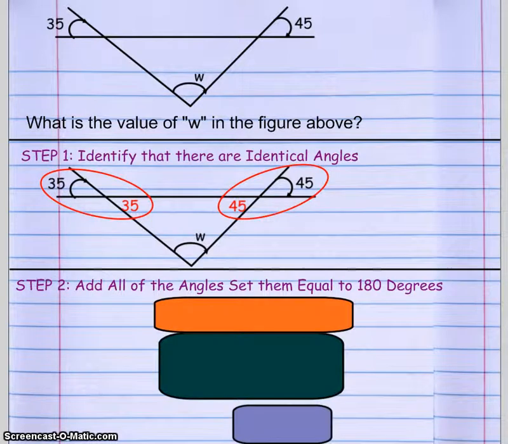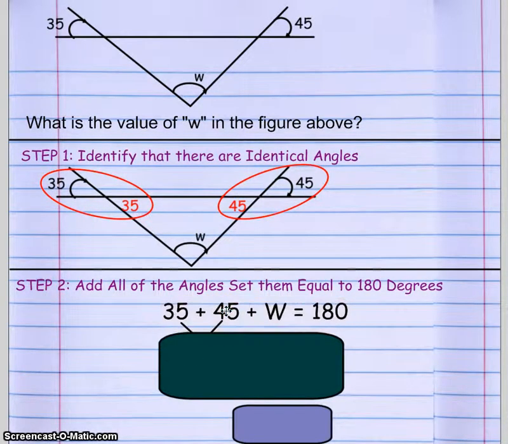Since we read the question, we got to know what exactly the question is asking. The question here is asking what is W? The first step that we're going to use is identifying that there are identical angles in this picture. If you notice the 45 and 35 degree angles, those are what we call adjacent angles. By noticing that they are adjacent angles, we know that the angles on the inside of the triangle where W is are going to equal the same as they are on the outside.